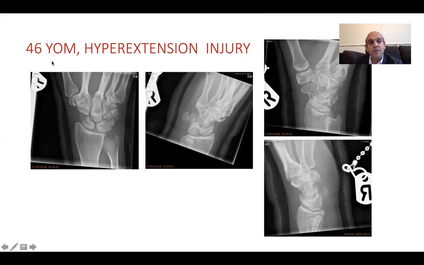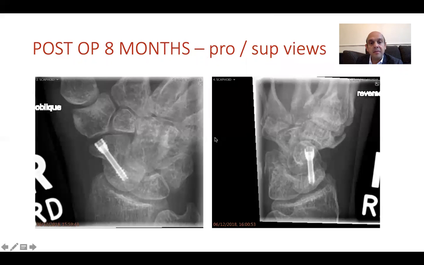Another example, 46-year-old. This was just showing that you need to get all the 4 X-rays. And important is in your post-op X-rays, you need to have your prono-supination views. That's very important. So as we were talking, in pronation, 45-degree pronation view, you need to make sure the screw is not prominent. In supination, you need to make sure it's not coming out of your proximal pole.